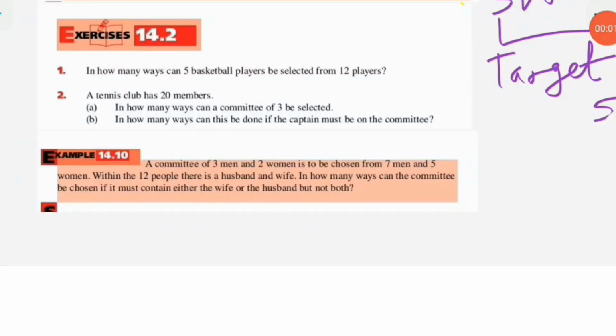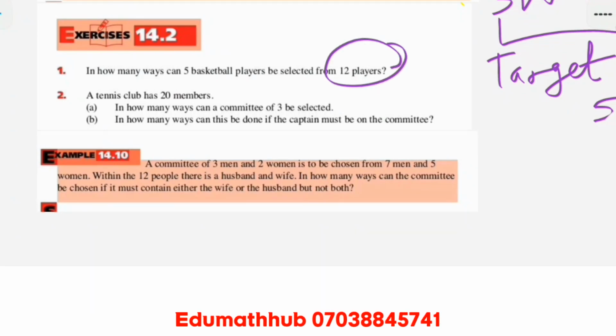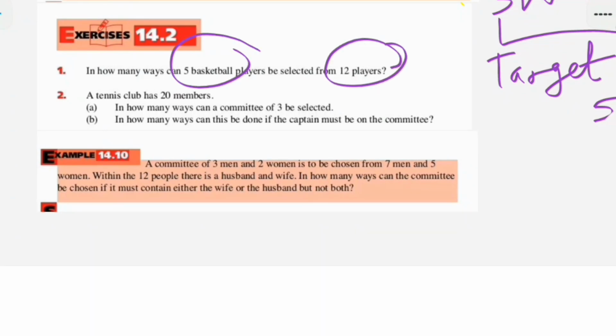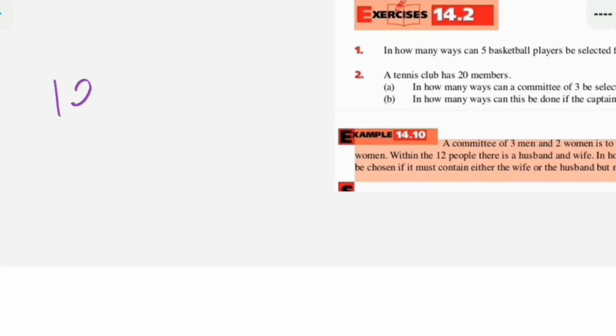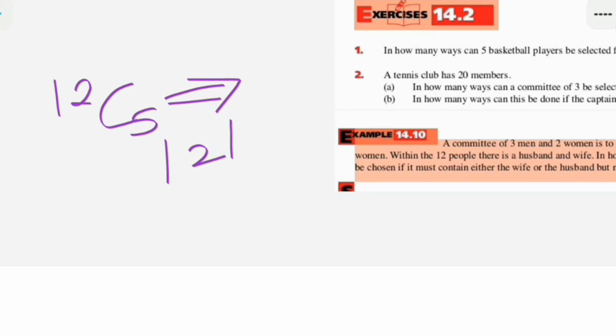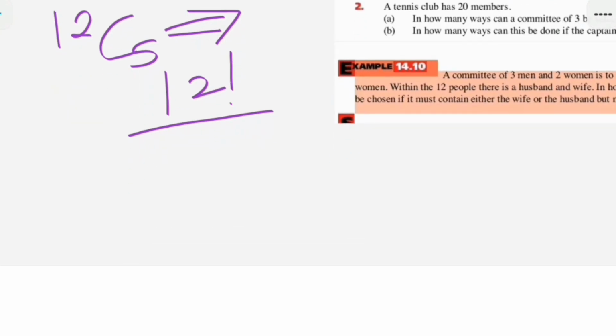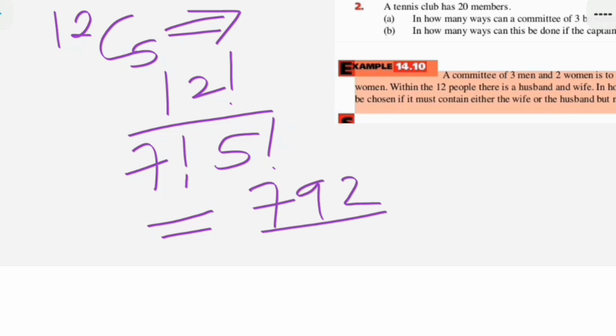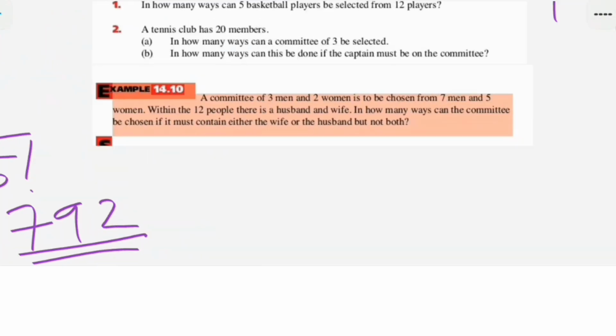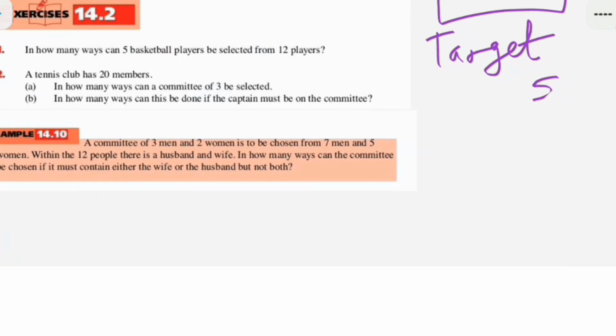So for this next question, we are told: in how many ways can 5 basketball players be selected from 12? So you have 12 players, you want to pick 5. That's 12C5, which means 12 factorial over 12 minus 5, which gives you 7 factorial, then 5 factorial. Now I'm going to be using a calculator to make it fast. If you evaluate 12C5 on your calculator, you're going to get 792. So there are 792 ways of picking 5 players from 12 players.